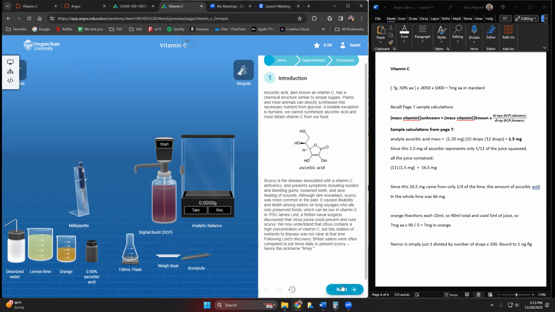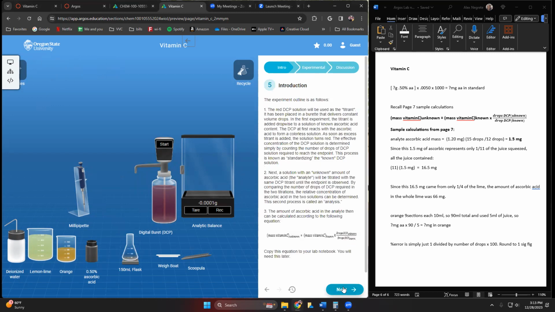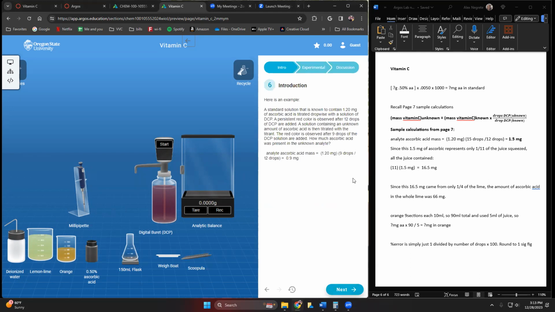So this is all background that you can write down and review. We're going to take a look at one of the calculations here. So please make sure that you write this value down somewhere. We're going to need that equation later when we do some calculations regarding our known and unknown. So make sure that you do have that equation available. And they give you a couple samples of how we use that.